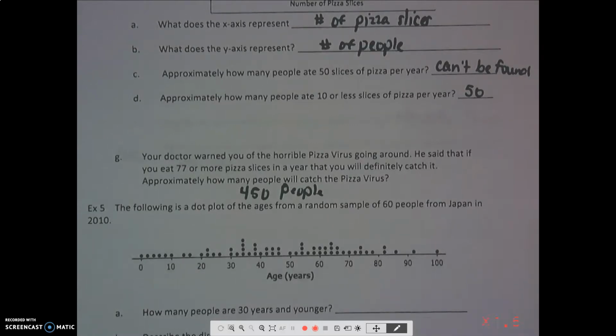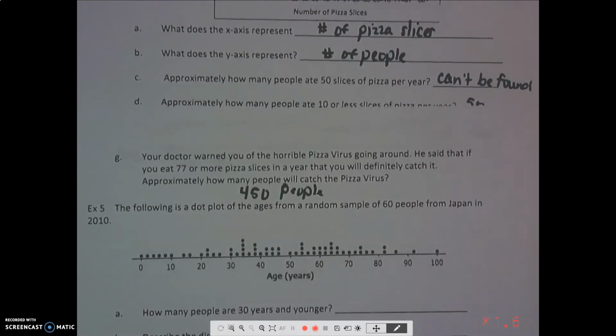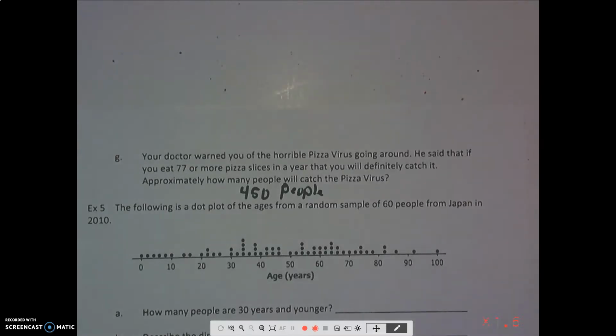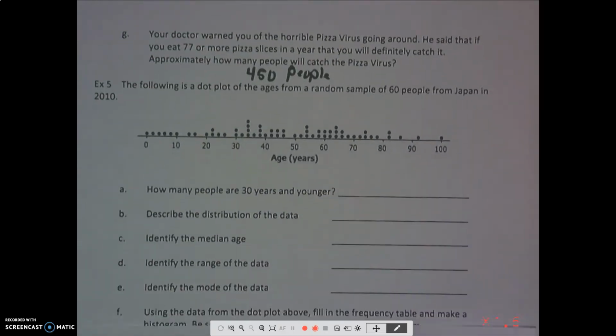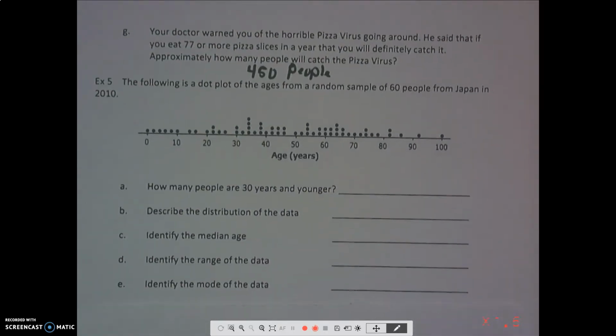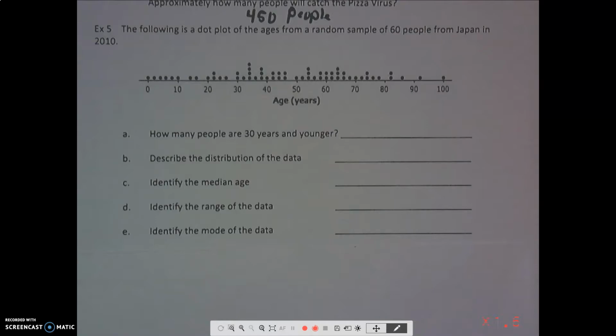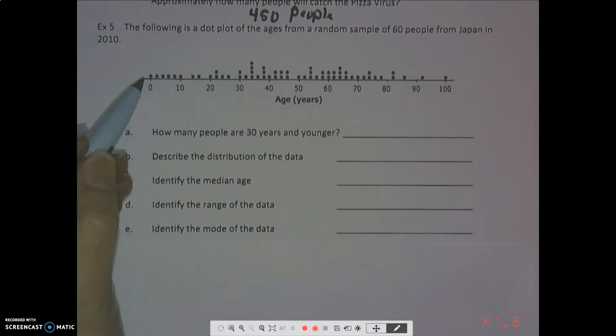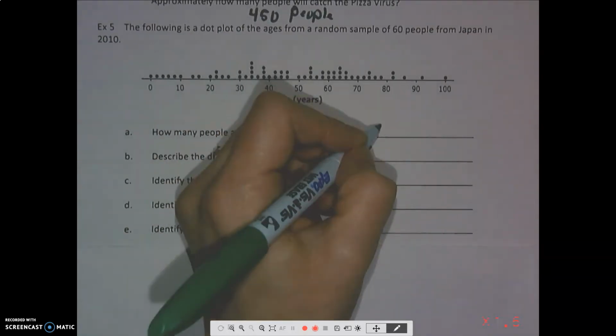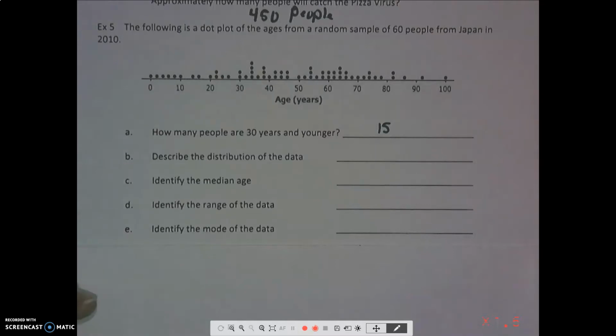All right. Last thing here we're going to work on is looking at this dot plot and trying to analyze some of the information that it's asking us or giving us here. Okay. So we have the following dot plot of 60 people in Japan. And so how many people are 30 years or younger? So we would have to count those 30 and younger. And so there are 15 people.